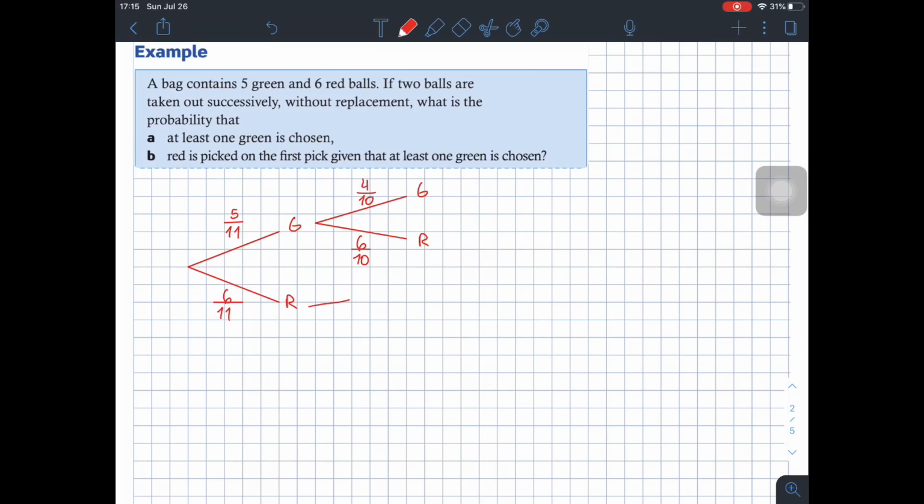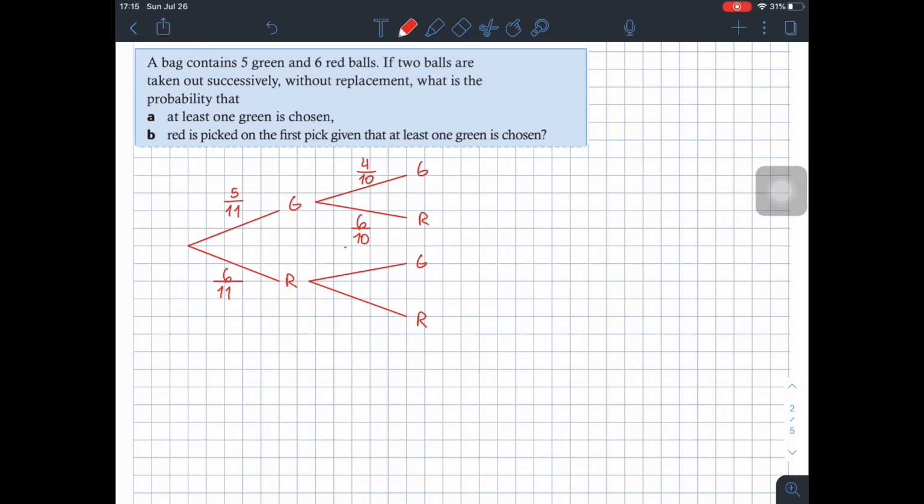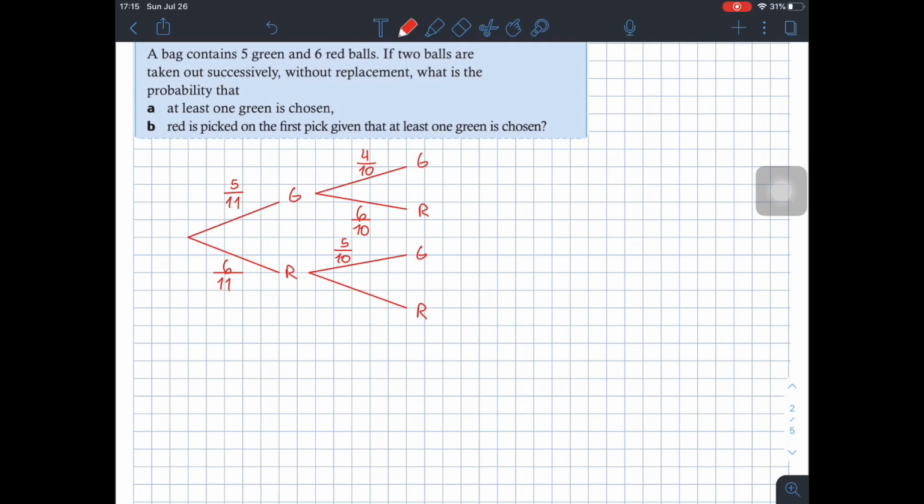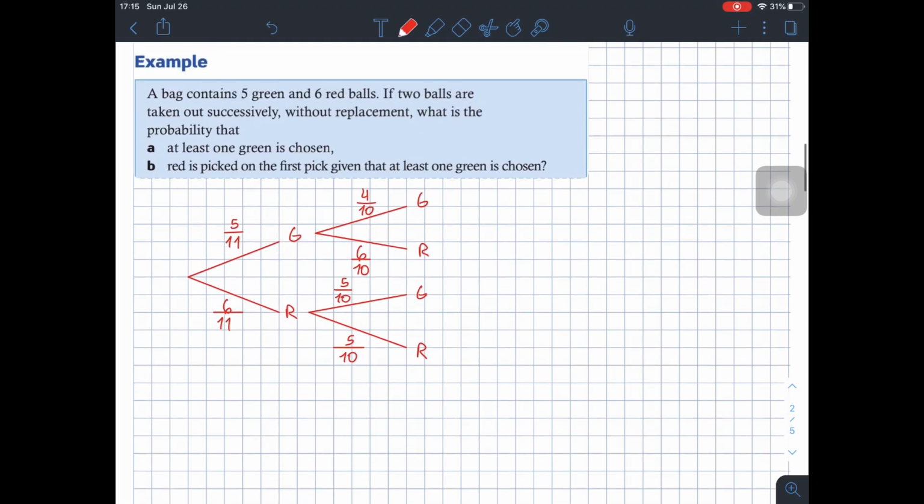And same thing if I work with red, right? 2 options in the universe, picking green or picking red. If I took first red and then took green, then this would be 5 out of 10. And if I pick red and then red again, this would be 5 out of 10 as well. So you see that in both cases, the addition of this would give us 10 out of 10, which is 100%. And this plus this is also 10 out of 10, which is 100%. So that means that we're doing this correctly.